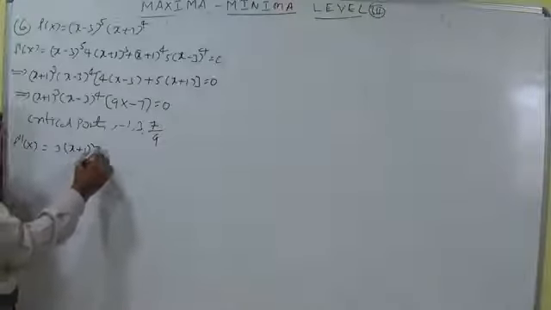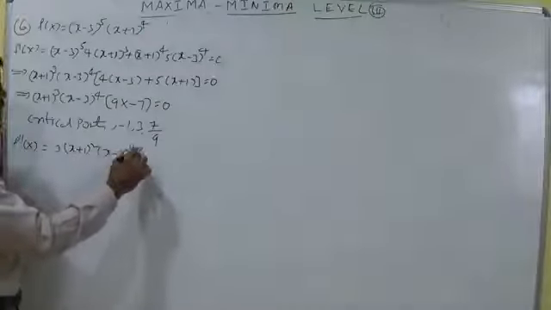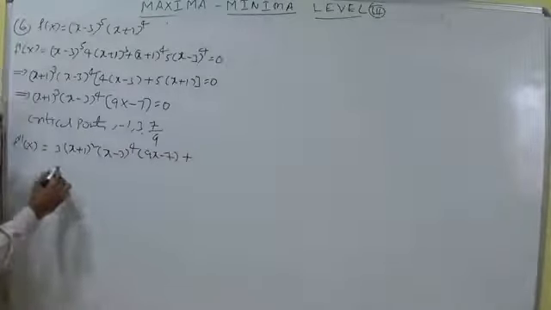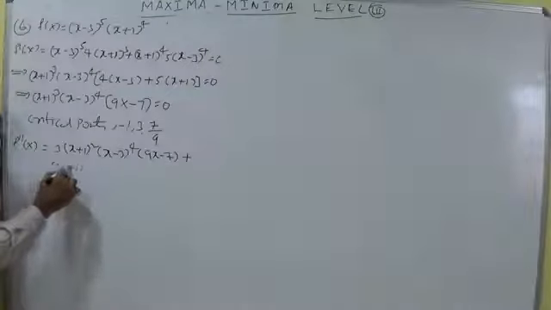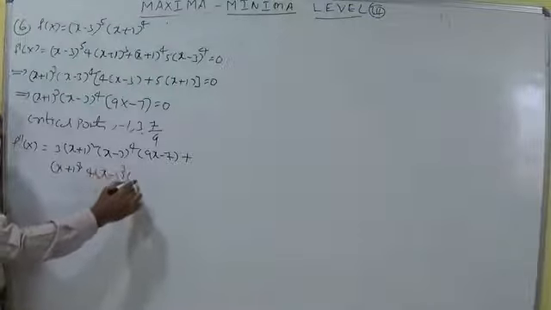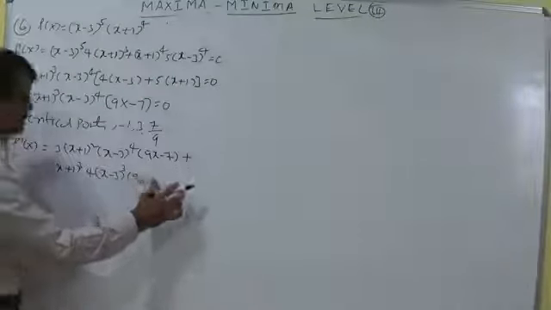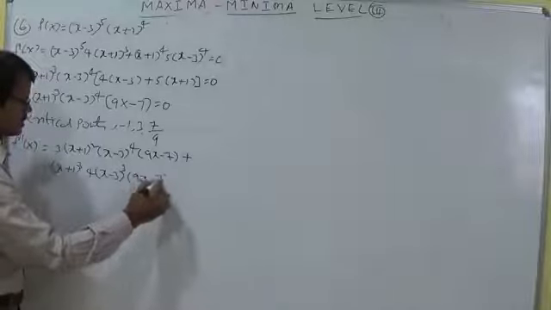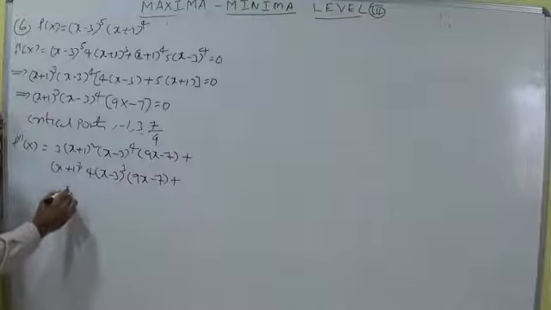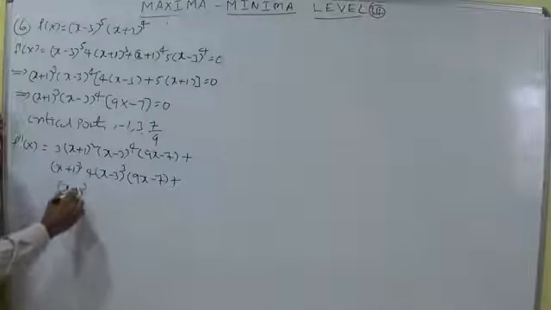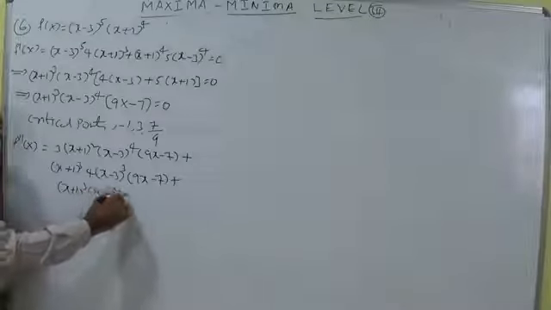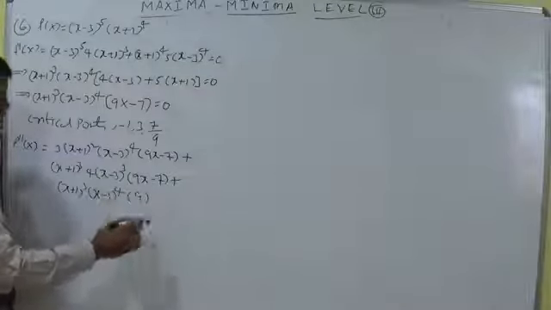(x-3)^4 (9x-7), plus next one, (x+1)^3 leave like that, 4(x-3)^3 (9x-7), plus uv'w completed. Now uvw': (x+1)^3 (x-3)^4 into this is 9.